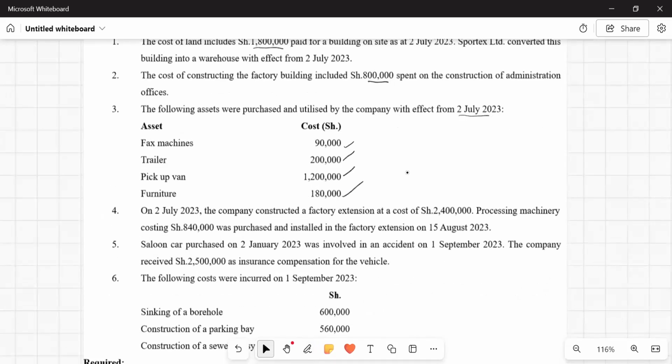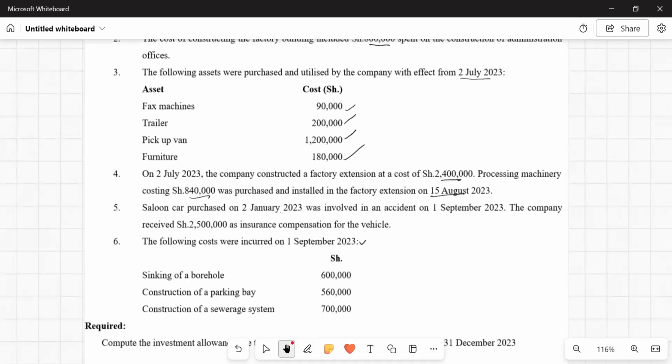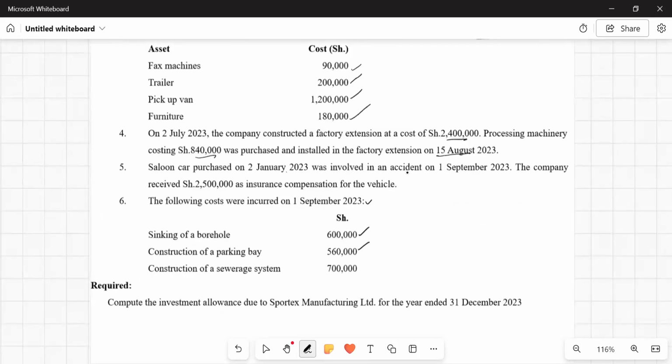On 2nd July 2023, the company constructed a factory extension costing this. Processing machinery of this amount was purchased and installed in the factory and was used from August 2015. Saloon car purchased on 2nd January was involved in an accident on 1st September 2023. The company received 250,000 as insurance compensation for the vehicle. The following costs were incurred on 1st September 2023. They include sinking borehole, construction of parking bay, and then construction of sewerage system.